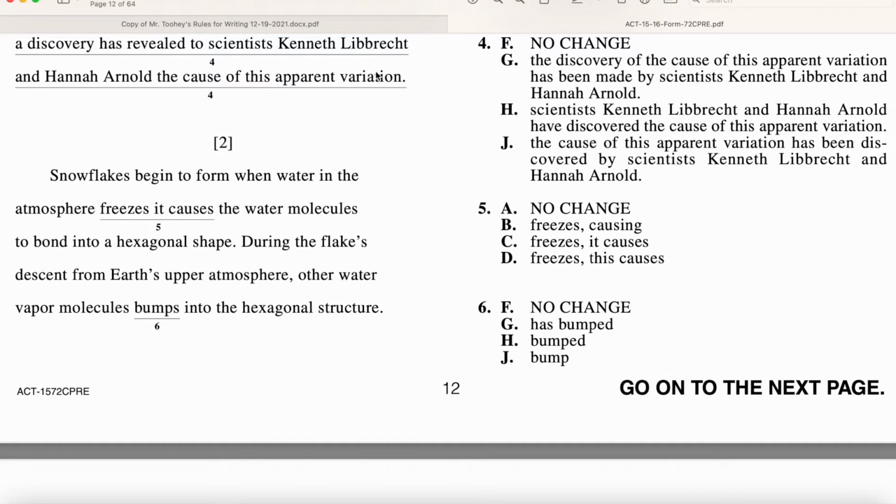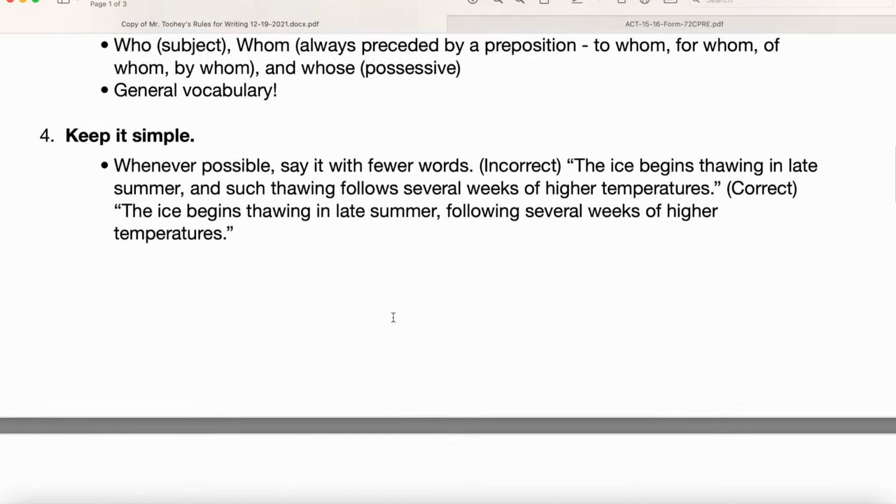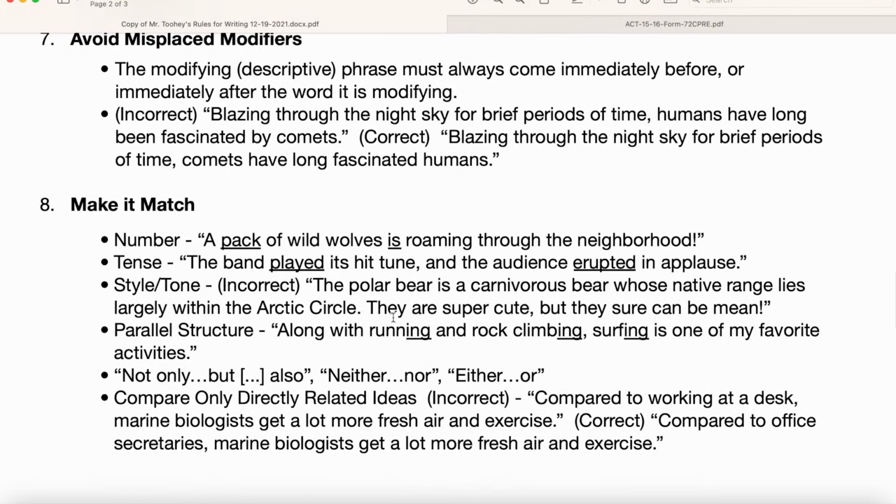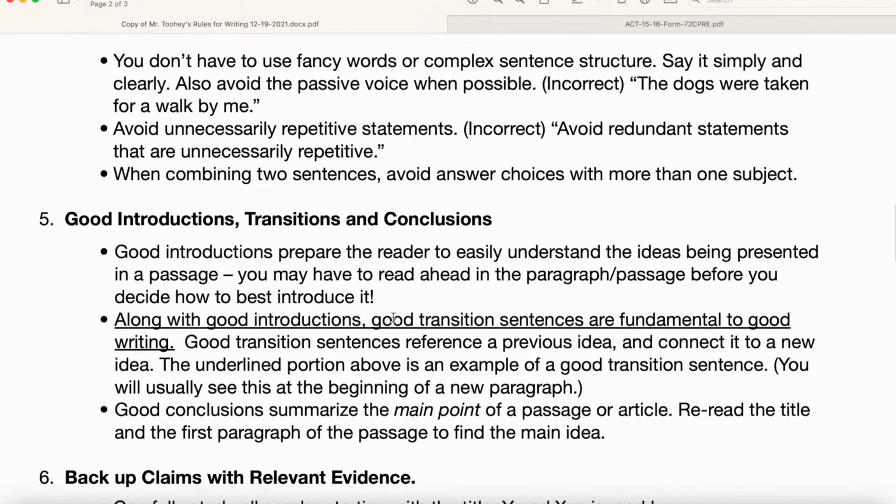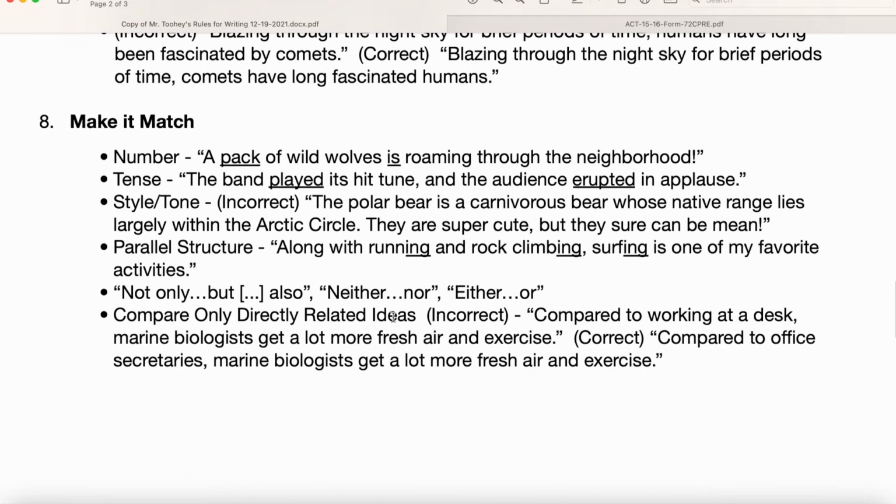This is rule number... I think it's rule number 6. Hold on, let me check. Oh no, it is not. It's rule number 8: make it match a number. The example there is "A pack of wild wolves is roaming through the neighborhood." That's from the first video.